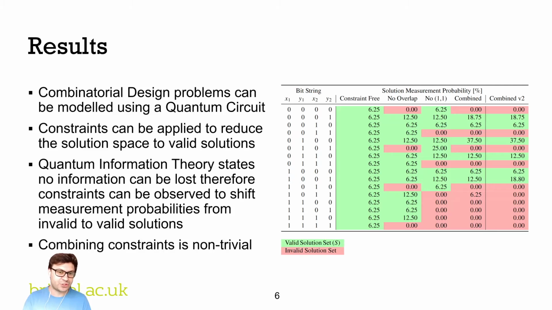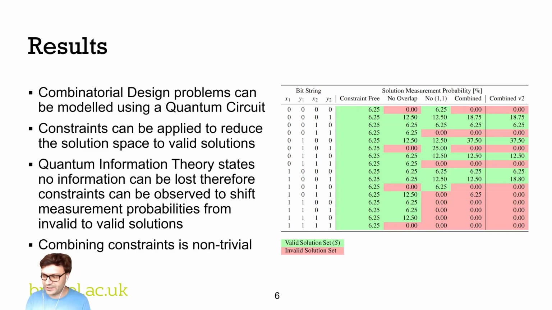So in summary, the results look really promising, in that we have the ability to represent our design options in a quantum realm. We have shown that by adding constraints, we can reduce the design space to only the valid solutions using our quantum circuits. In doing so, we shift the measurement probabilities, and that's an interesting feature and a particular feature of quantum computing, that no information is lost. Therefore, we need to be wary that what we're doing is shifting the measurement probabilities of valid solutions up, and how we might want to do that is a continued challenge.